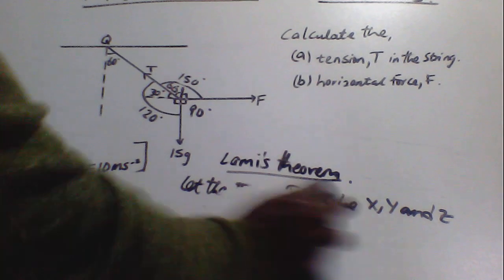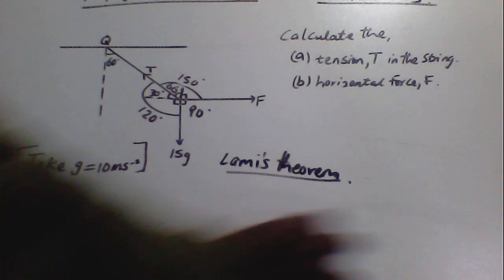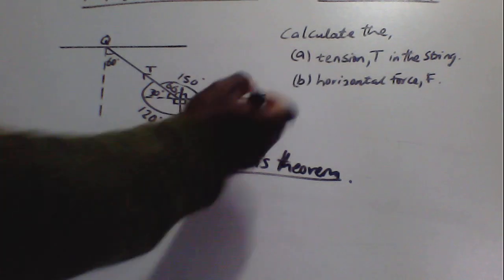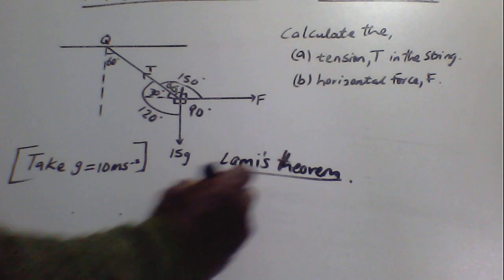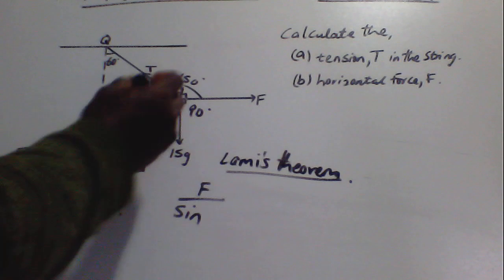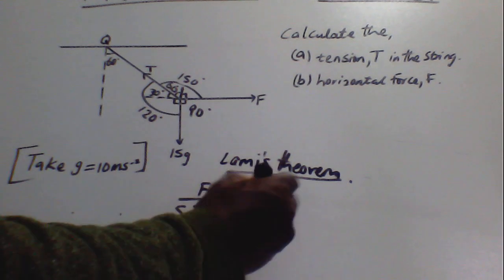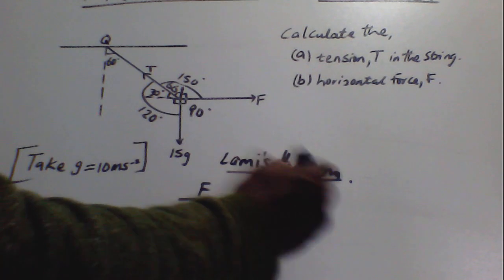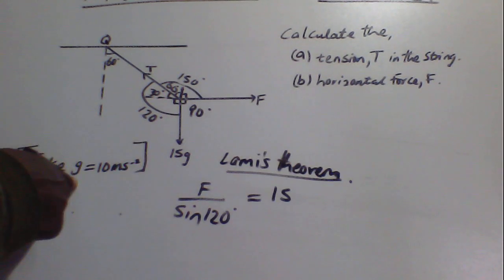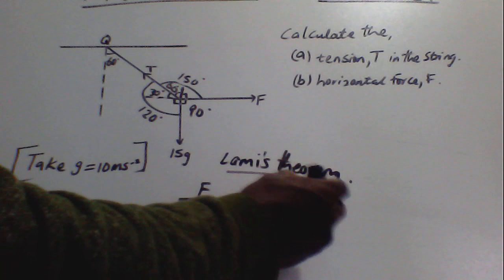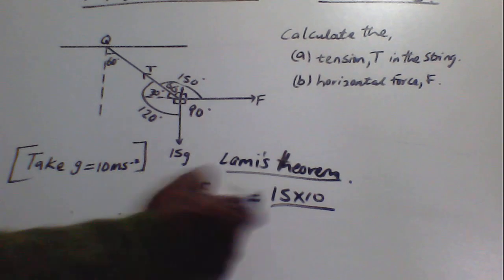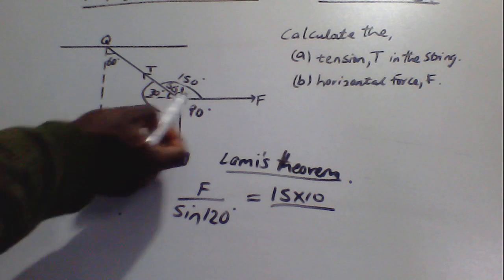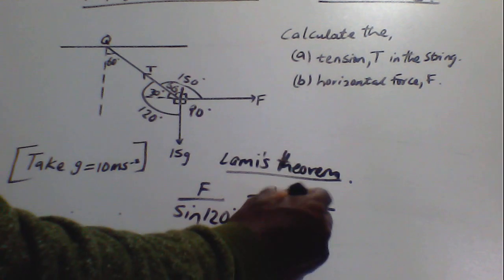Let us substitute what I have stated. In this case, we have F divided by sine 120 is equal to this 15g, that is 15 times g. In this case, g is 10, so times 10, divided by sine of the angle facing it, opposite it. You see, this is the angle opposite it. So sine what? Sine 150.